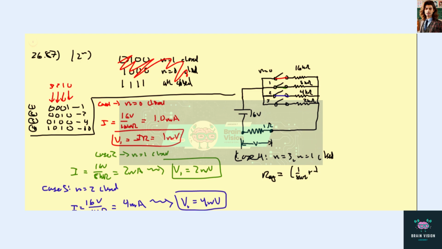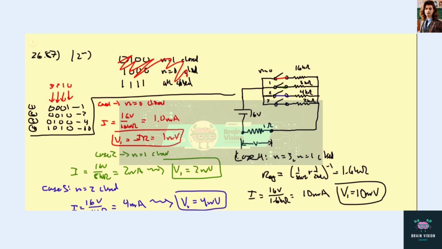which is 1 over 8 kilo ohms plus 1 over 2 kilo ohms, all inverted, which is 1.6 kilo ohms. And now we know that I is 16 volts over 1.6 kilo ohms. This comes out to being 10 milliamps. If we measure 10 milliamps in a 1 ohm resistor, we get a voltage of 10 millivolts.